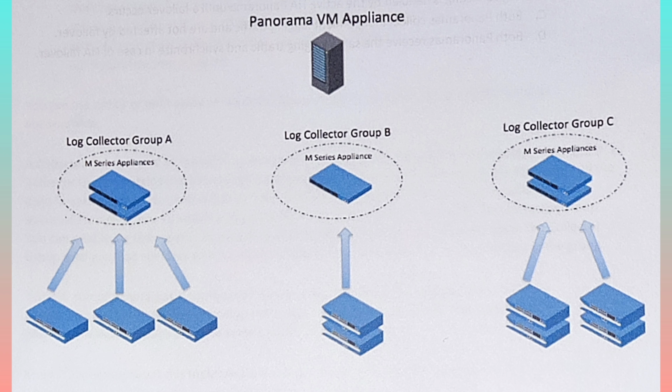If an HA pair of Panorama is configured to include log collectors, the log collectors function independently from the HA relationship, and both are independently active. They can be added to different collector groups or to the same collector group.